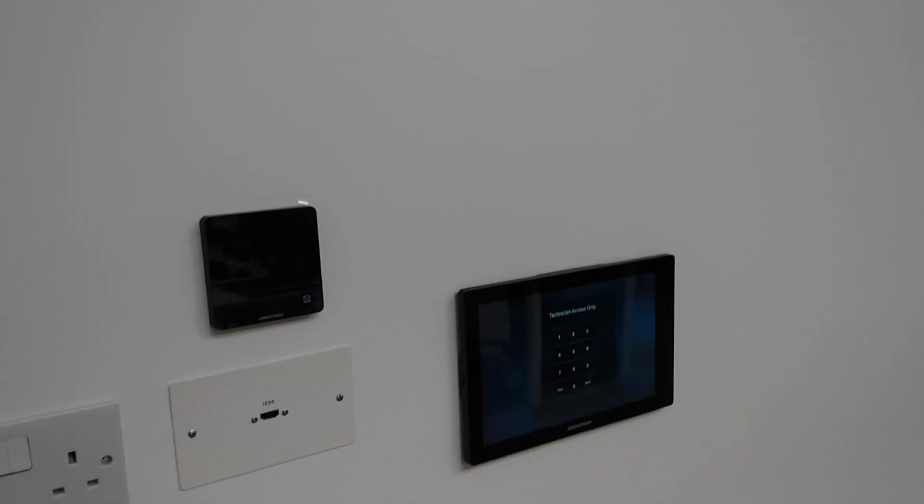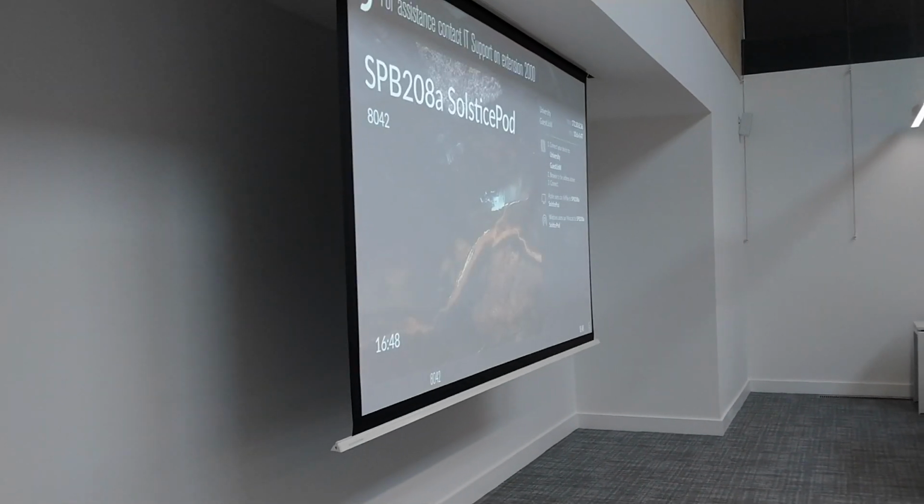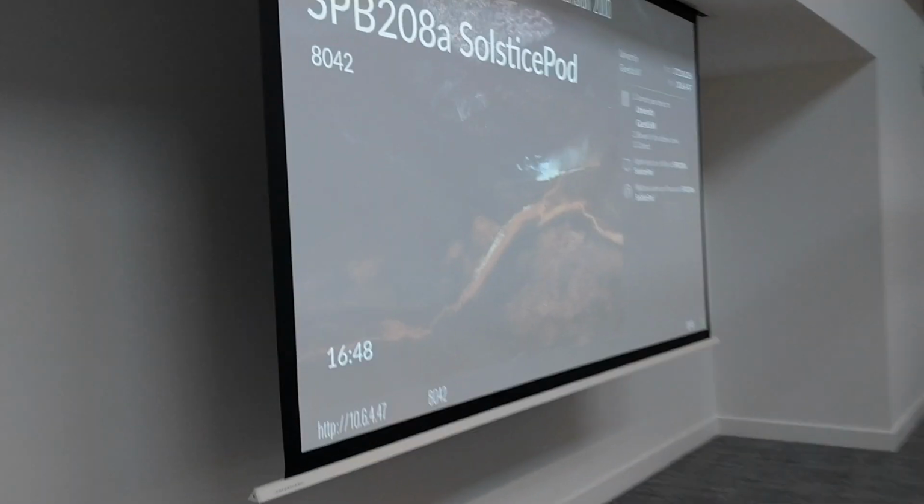So just to use this room as an individual room, we set up the screen by pressing the start button on the control panel. That drops down the main screen on the front room only, 208A, sorry. And then Solstice is already installed.